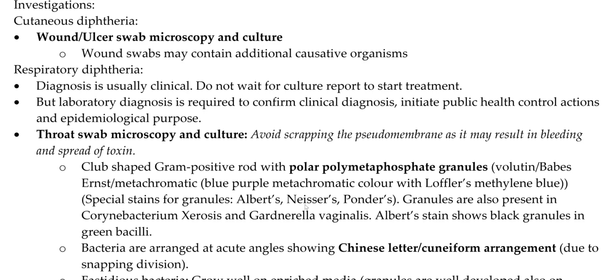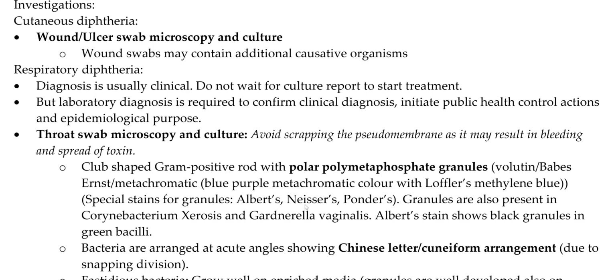Why metachromatic? Because whenever you stain this bacteria with Loeffler's methylene blue, these granules show a blue-purple metachromatic color. You can even use some special stains for these granules, like Albert, Neisser, and Ponder's. If you stain it with Albert stain, the granules show black color, and the rest of the bacilli is green in color. Gram staining shows that these granules are more strongly stained, so they are more gram positive compared to the rest of the bacteria.